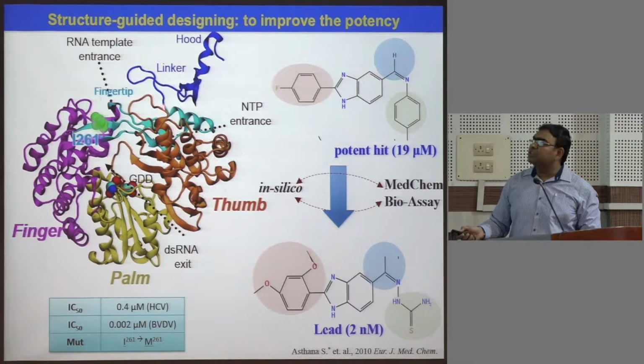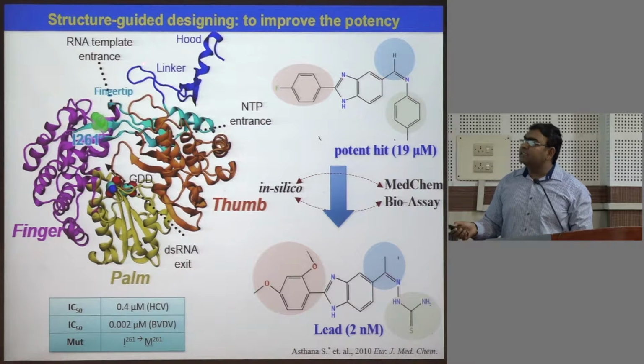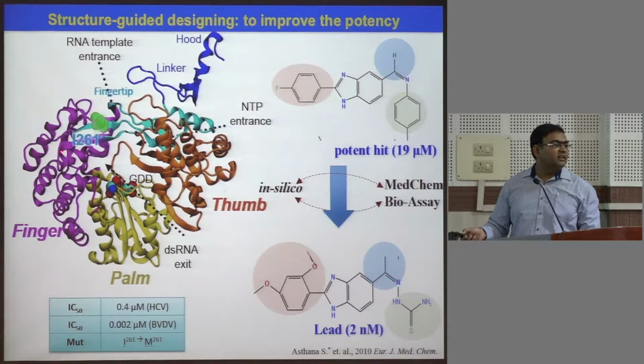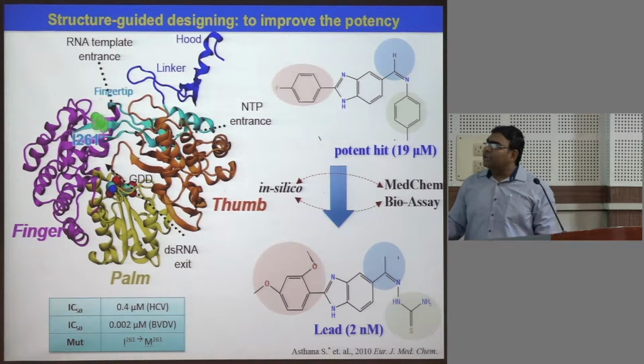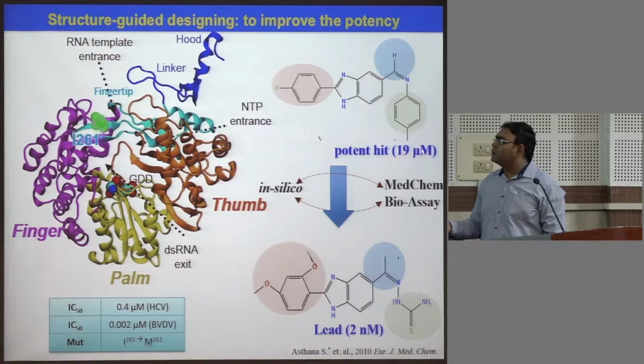But the linker portion is very flexible. When we went through the literature, we found that the linker is important for escorting the RNA template towards the catalytic site. So we got the clue that our 19 micromolar molecule is okay, good enough, but it is not able to block this linker movement completely.